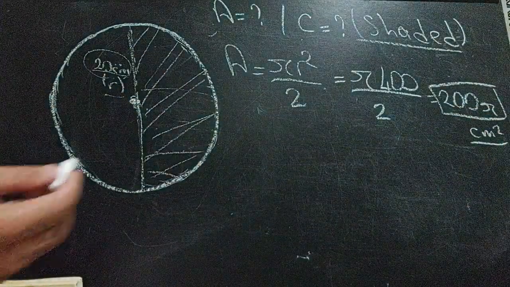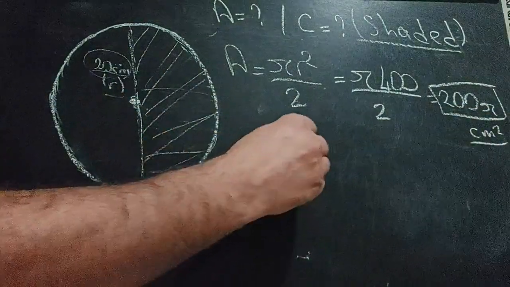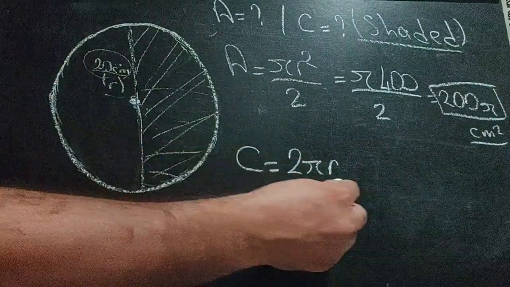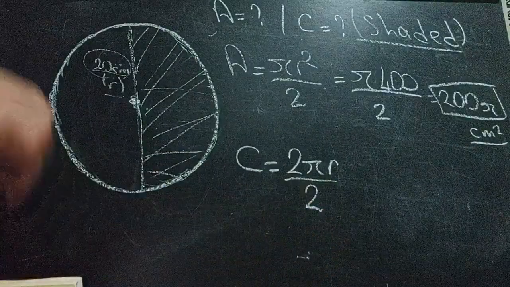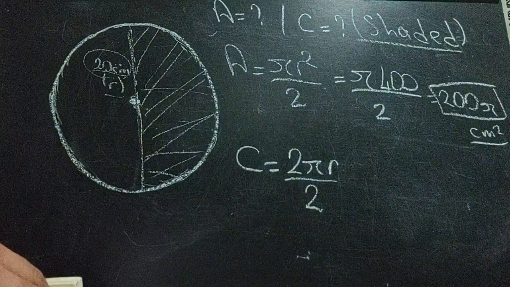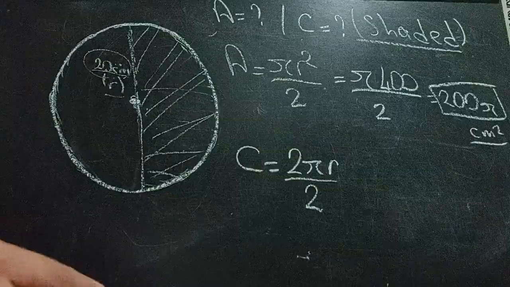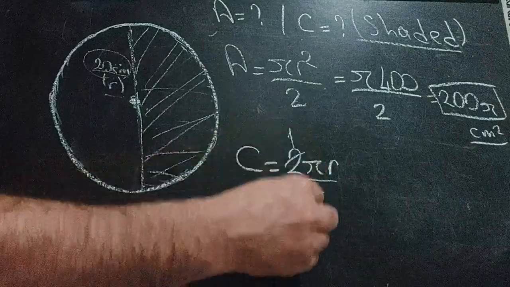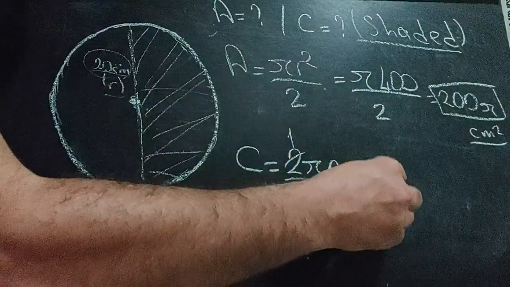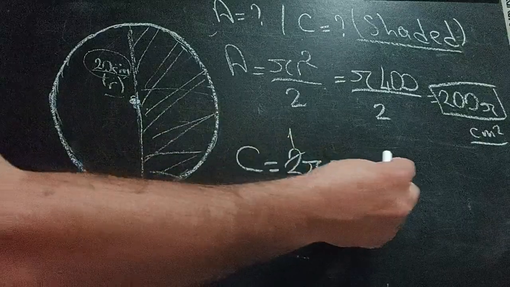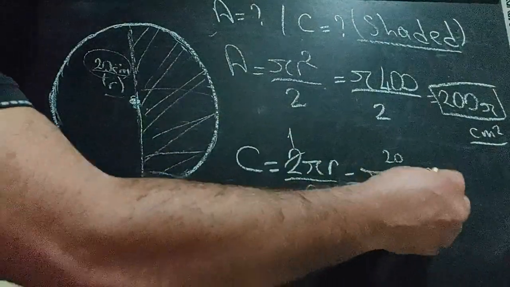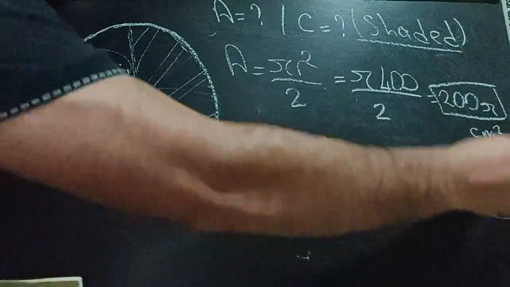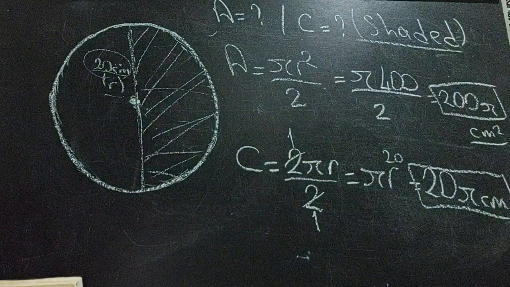Alright, so for the circumference, the same story. 2 pi r was my formula for the whole circle, and we are going to divide it by 2 to find the semicircle. Sometimes we are going to have quarter. At that time we are going to divide by 4, of course. So that will be, simplify, pi r. R was 20, which is going to be 20 pi centimeter for the question.